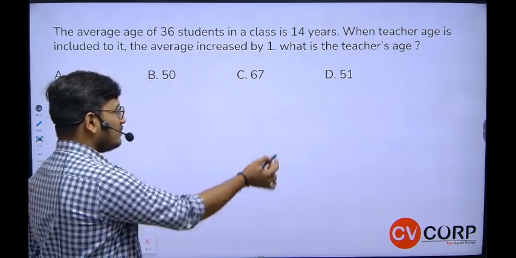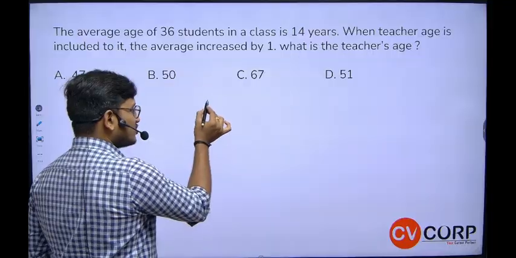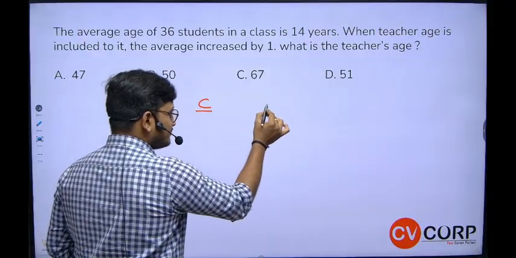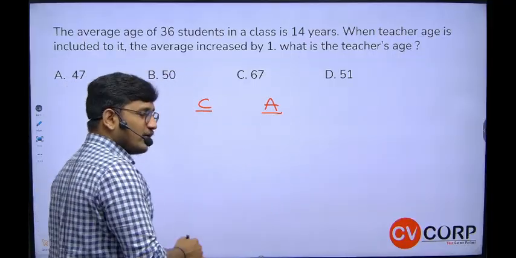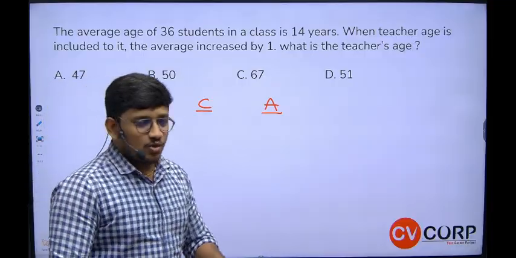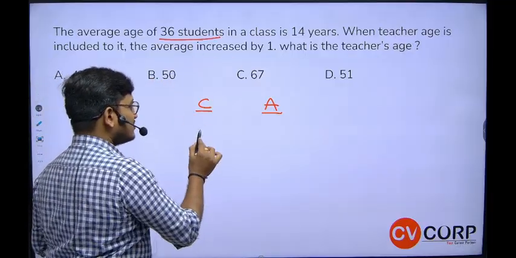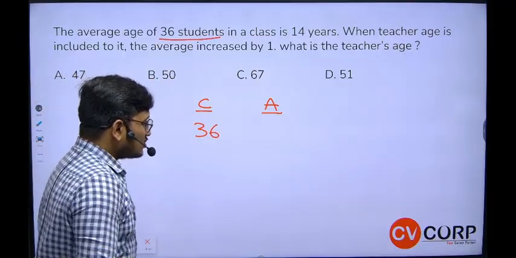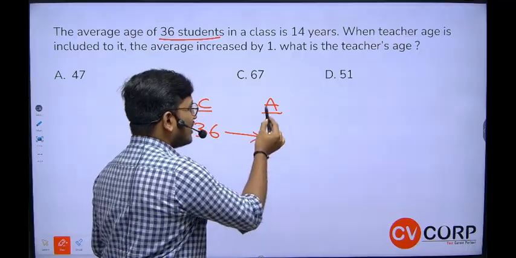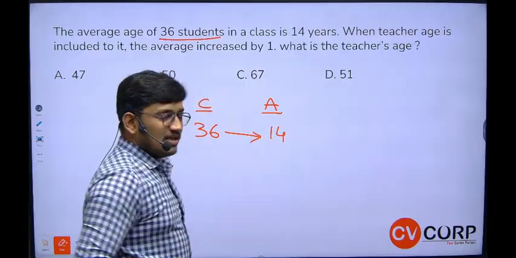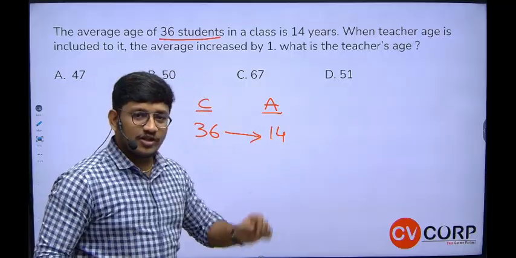Whenever you are solving these types of questions, do remember to write 2 points here: count and average. What is the count initially? How many students are there? You can write 36 students as the count. What will be their average? I can easily see 14 years. So 36 students, average is 14 years.